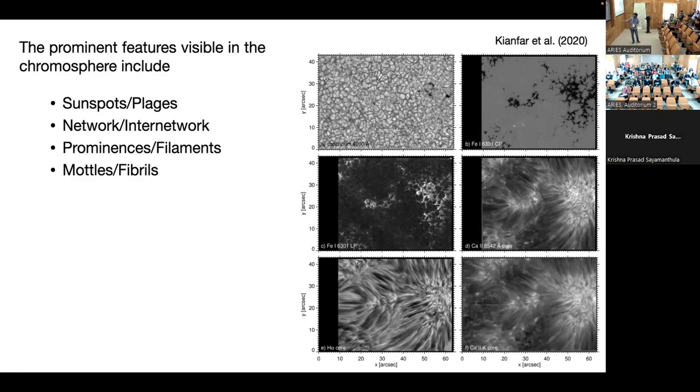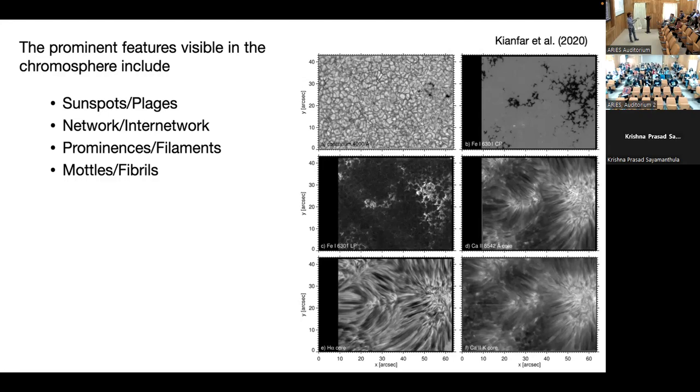This is continuum. What you can see is that you move to calcium K core, H alpha core, and calcium K core. You see these different structures. These hairy-like different structures are called mottles or fibrils. Depending on whether they are in the quiet sun or in the active region, they were given different names. In the quiet sun, mottles, and in the active region, fibrils.